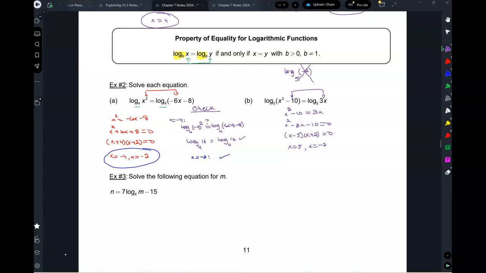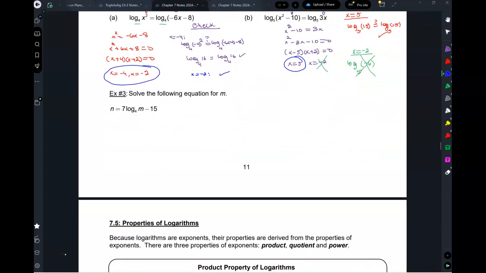Okay, so let's go ahead and check x equals 5. Log base 5. Okay, 5 squared is 25 minus 10, 15. Is this equal to log base 5, 3 times 5, 15? Yes. Okay, what about negative 2? Log base 5. Okay, what do I get here? 4 minus 10, that's negative 6. You can't have log of a negative number. Done. So you throw this away. Your only answer is this one.